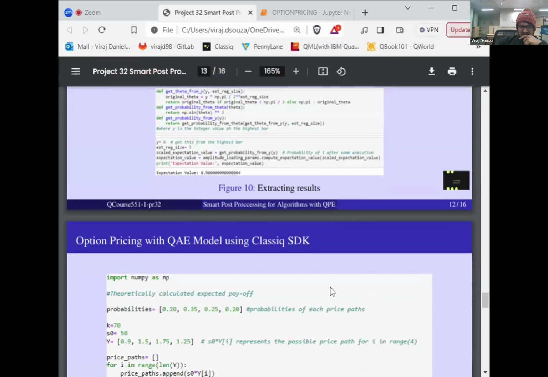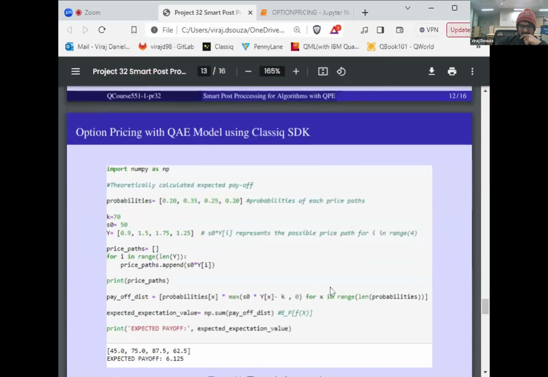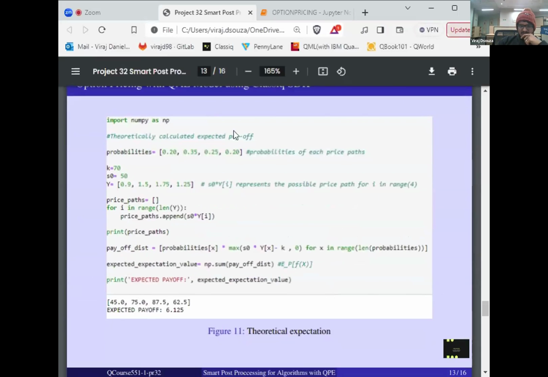Of course, this result doesn't seem to be very good. As you can see, a simple theoretical calculation would give us a result of 6.125, and from QAE we got 8 point something. I did use post-processing, but the results weren't improving. So more exploration on this front is needed.